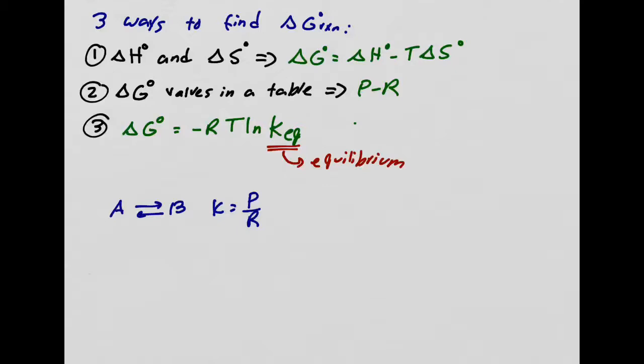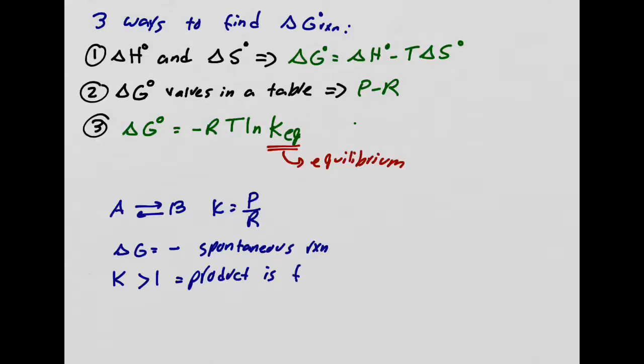Now, what that means is, again, I want you to remember what we've talked about before. When delta G is negative, you have a spontaneous reaction. Okay? Now, when K is bigger than 1, that means what? Look at this reaction. If K is bigger than 1, that means product is favored.